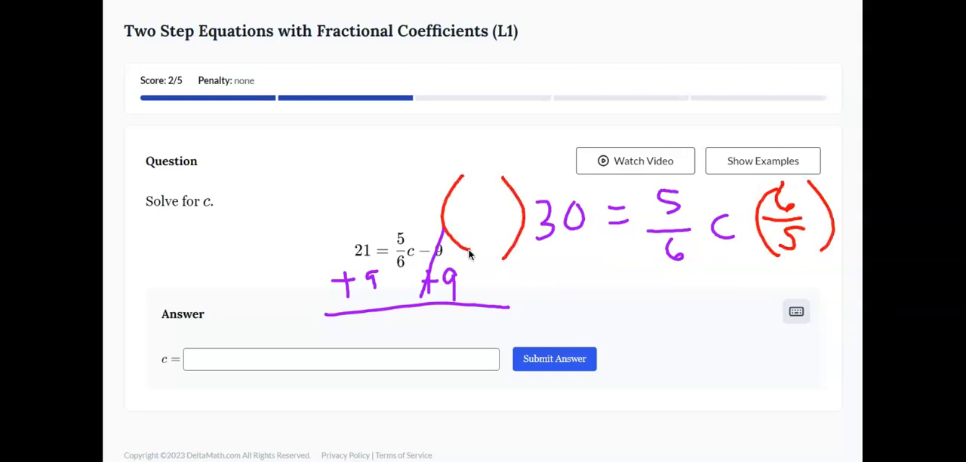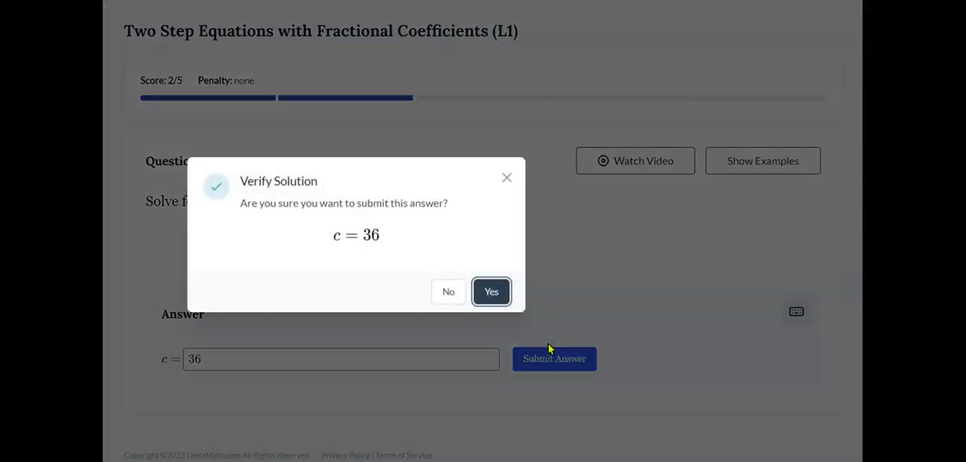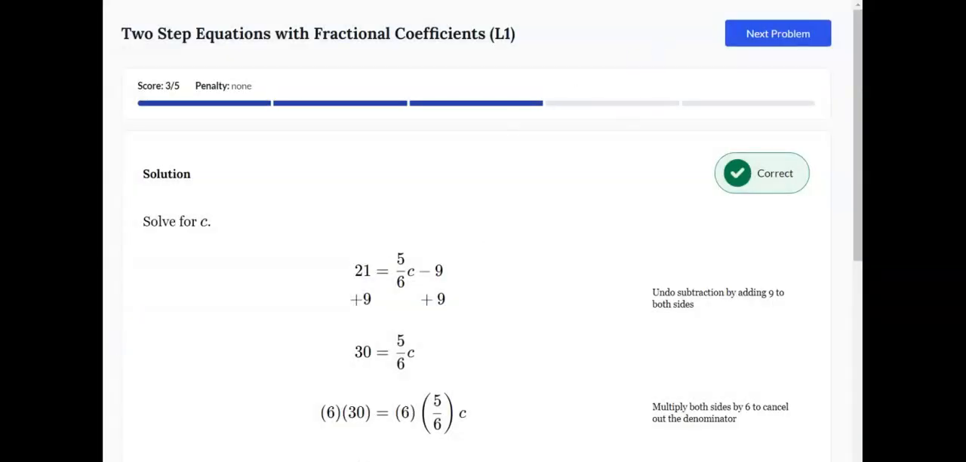We multiply by the reciprocal. And that's when you take the fraction and you flip the numerator and denominator. So these are multiplicative inverses. They make a 1. And 6/5 times 30, you can use your calculator if you need to. 6/5 times 30 is going to be 36. You type that here. And you'll definitely want to use your calculator to help you with these fractions.